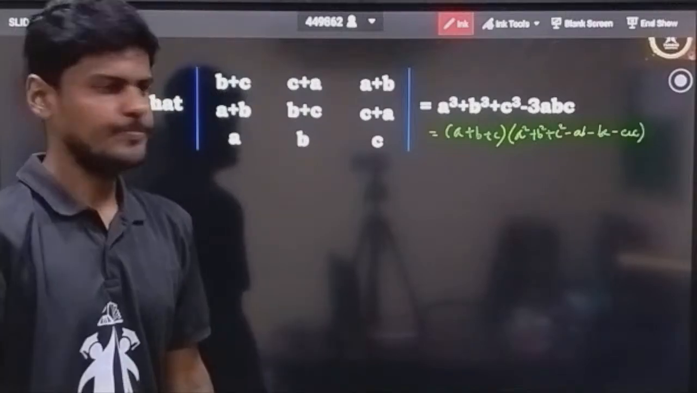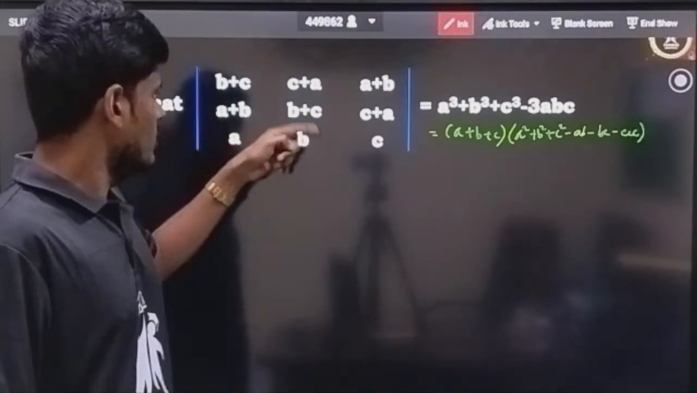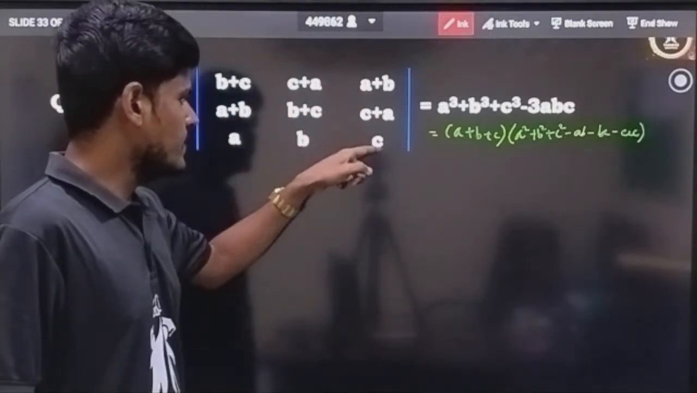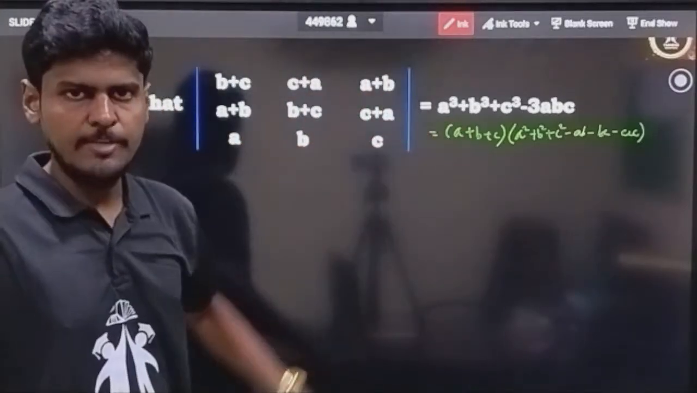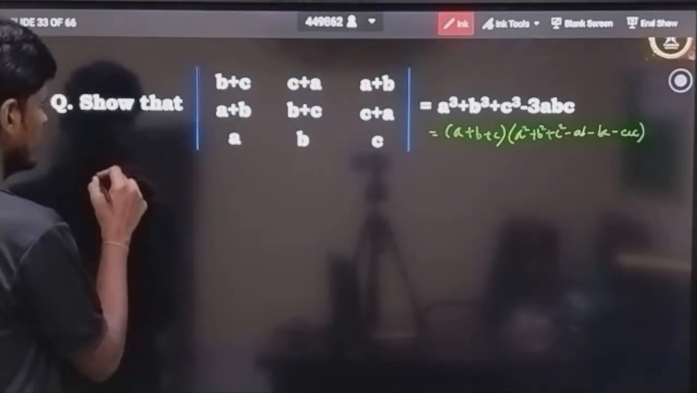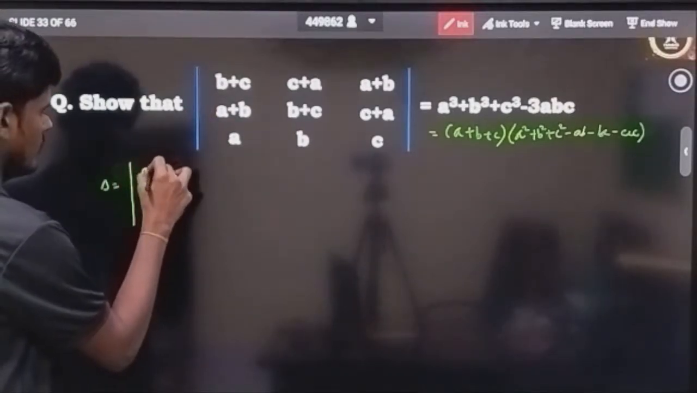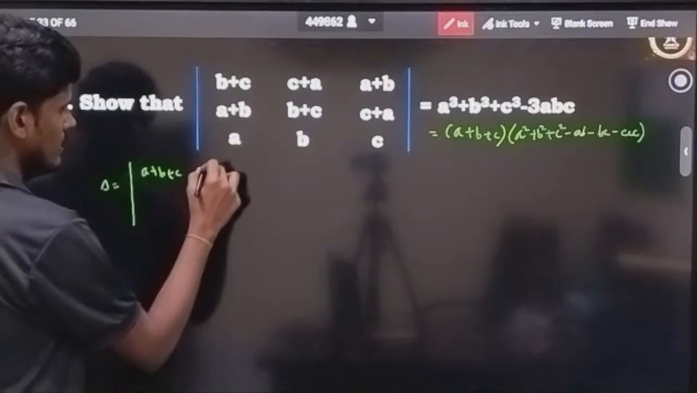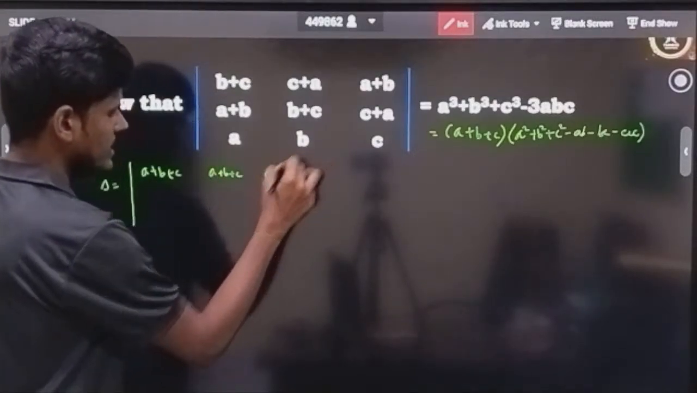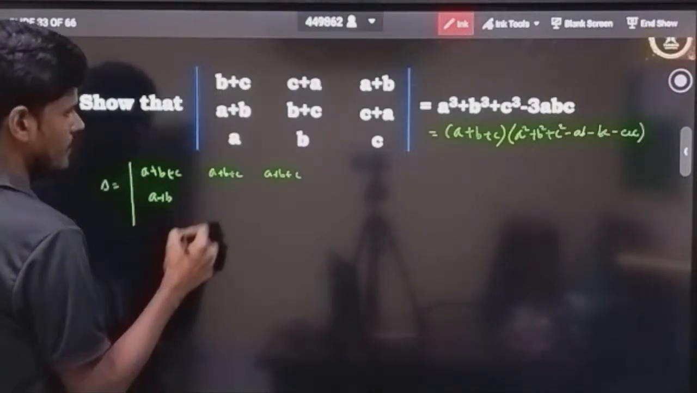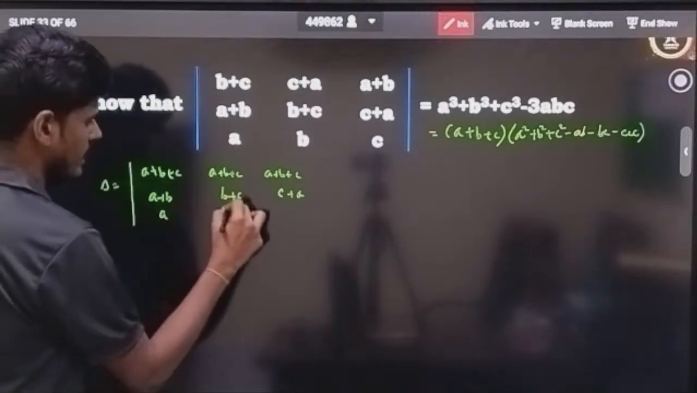Then what we can do is try to observe, can we make the first term or second term from the determinant? Here b plus c is there, a is there in the second, third row, c plus a, b, a plus b, c. Then when we add r1 and r3, we will get a plus b plus c in the first row. So determinant equal to, add r1 plus r3, a plus b plus c, a plus b plus c, a plus b plus c. Write the other two rows as it is, a plus b, b plus c and c plus a, b and c.